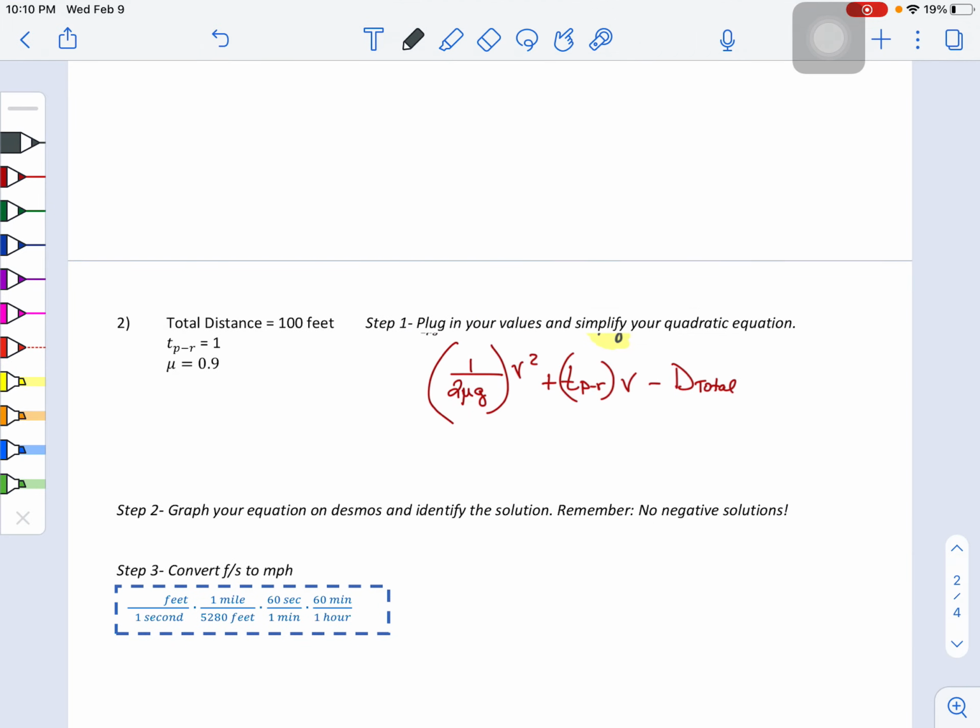All right, and now we're going to put our pieces. I'll highlight again. So I've got the total distance going here. I've got the time, 1 second, going right here. And I've got the mu is 0.9 going right there. The g is always 32. So we're going to put that in. 2 times 0.9 times 32, it's v squared. The time is 1 second, so 1v. And the distance is 100 feet. So how fast can I go if I want to stop in 100 feet?